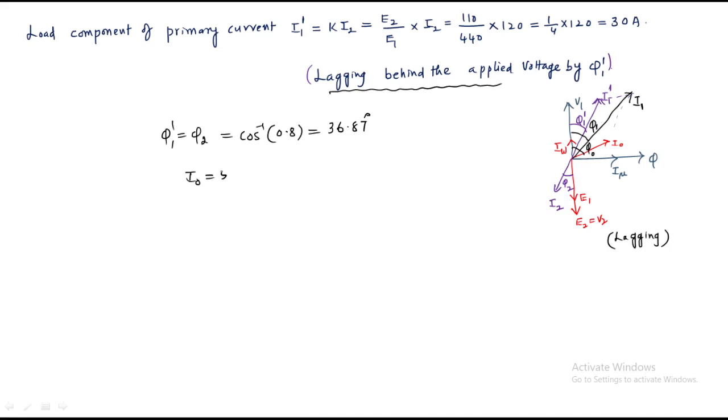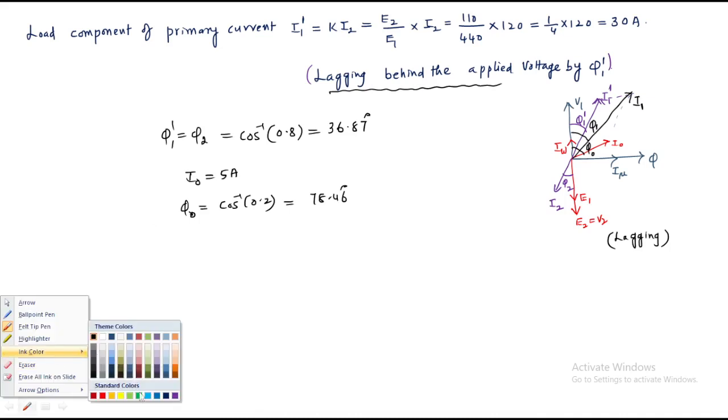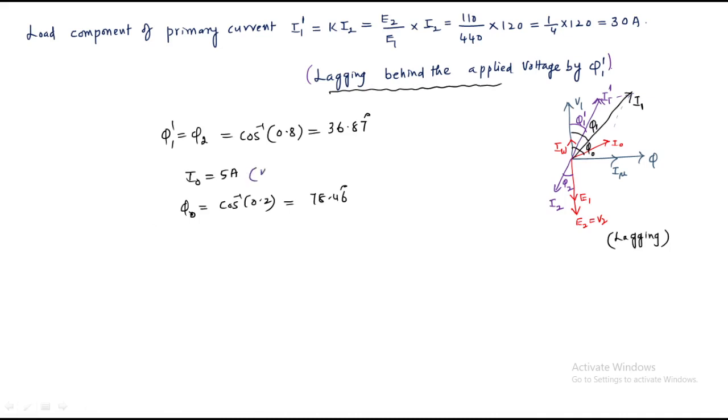Therefore, no load current I naught is equal to 5 amperes. This is lagging behind the applied voltage by phi naught. Therefore, phi naught should be equal to cos inverse 0.2, which is equal to 78.46 degrees. You can write that point: I naught is lagging behind V1 by phi naught. Clear?